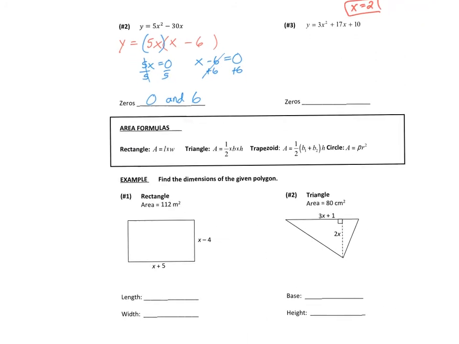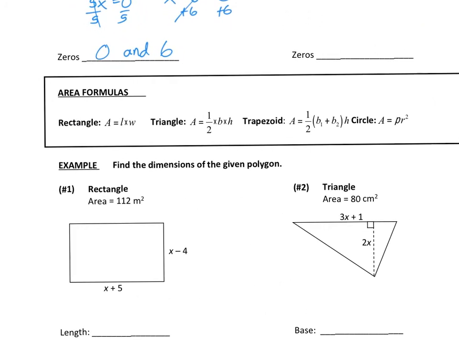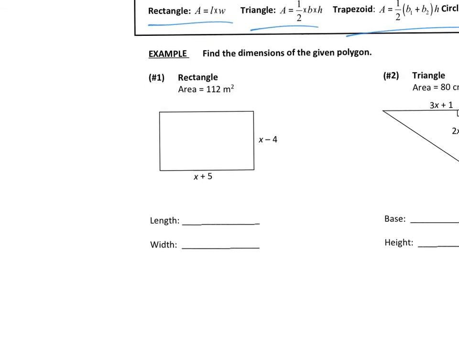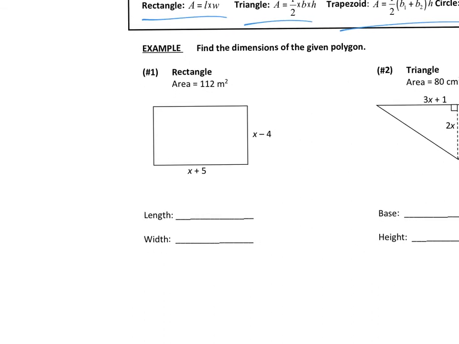All right, so the formulas you're going to use are the rectangle and triangle formulas. We probably won't do the trapezoid and circle ones at all. You won't see that. But the rectangle one is what we're going to do together right now. It says find the dimensions of the polygon given the area, and then we have the length and the width. Okay, so the formula for the rectangle is area equals length times width.